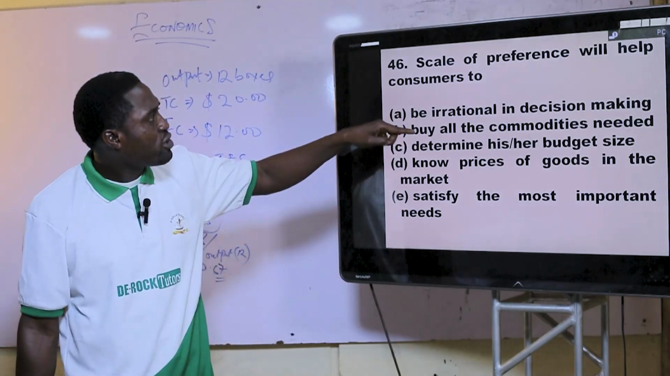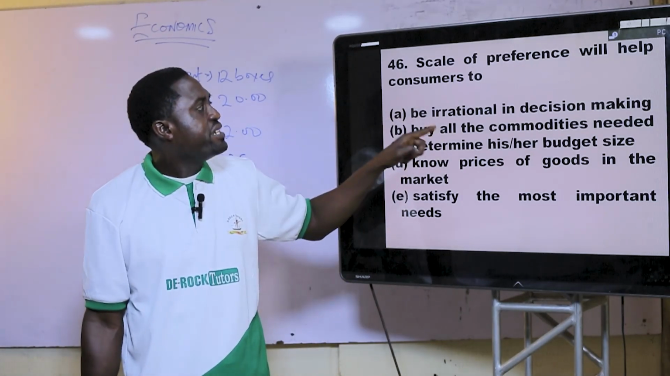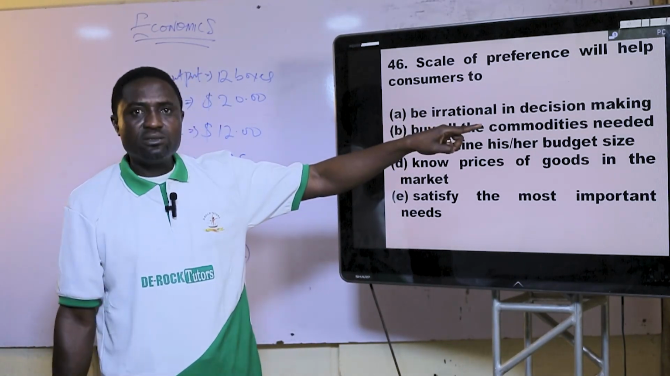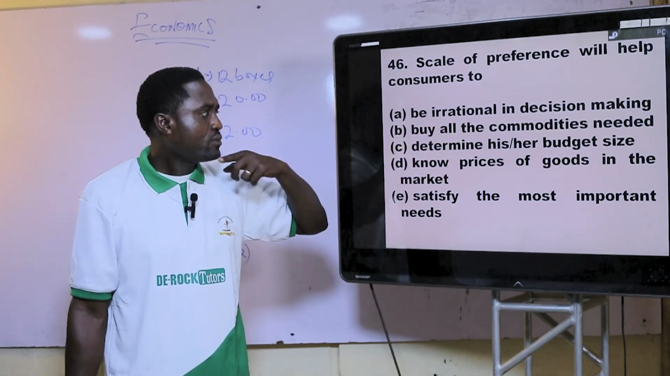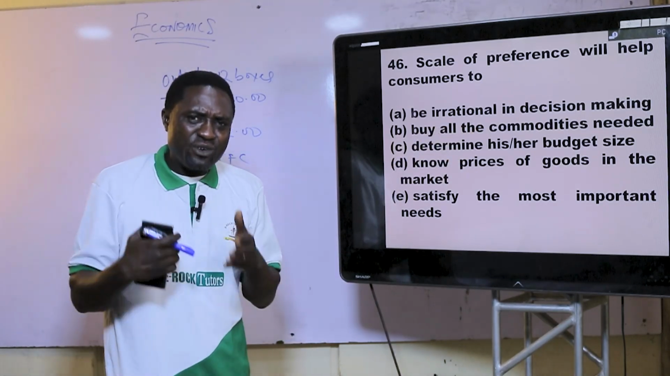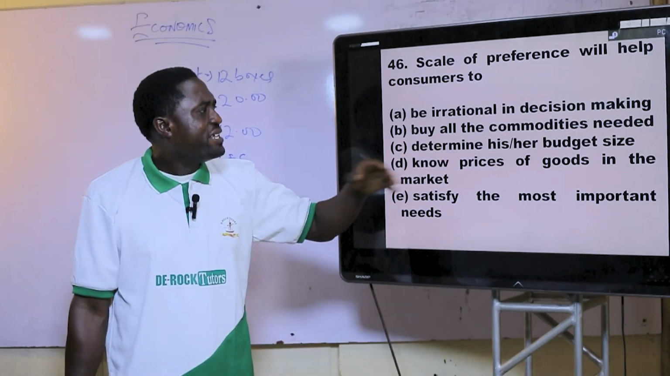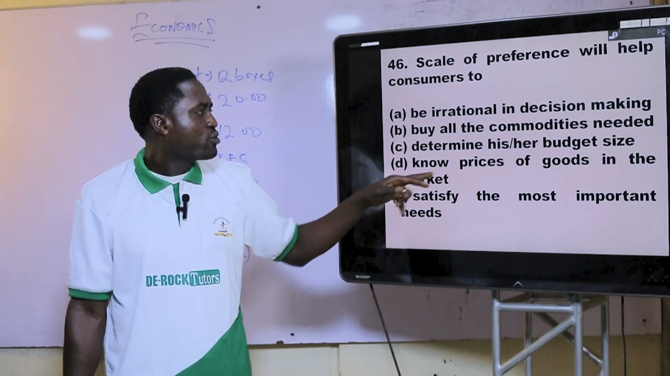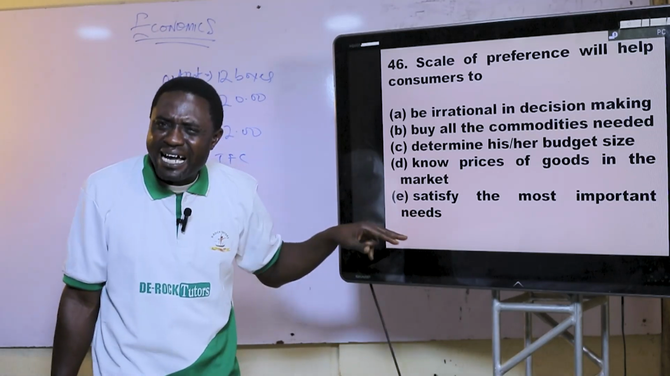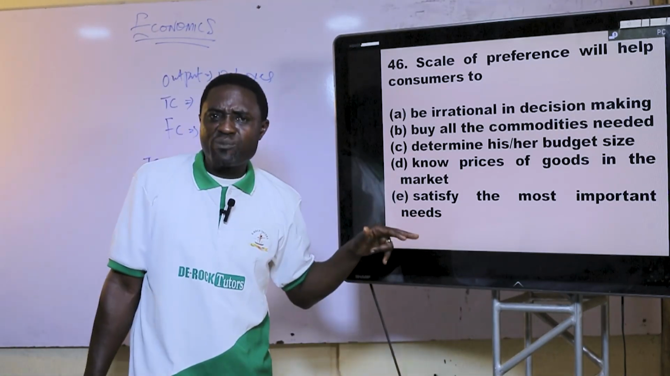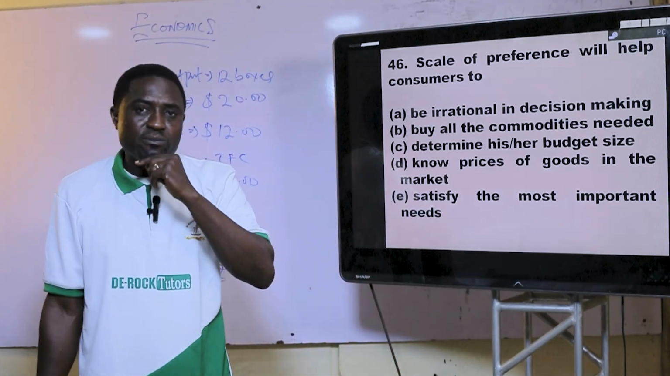Now, scale of preference will help consumers to what? Be rational, be irrational. No, you can't be irrational in decision making. Buy all the commodities needed. No. You can't buy all the commodities needed because you have limited resources. Determine their budget size. No. Price of goods in the market. No. Satisfy the most important needs. Satisfy the most important needs, because under the scale of preference, number one is the most important.